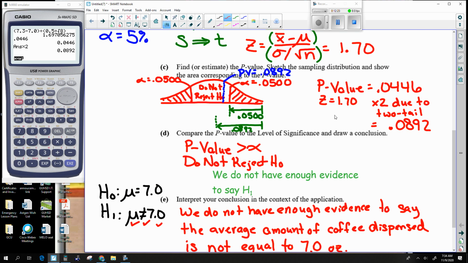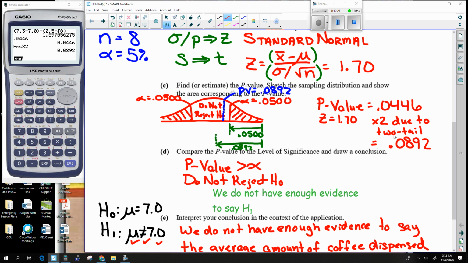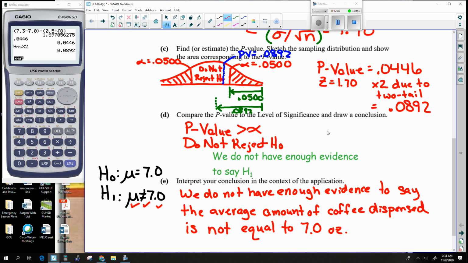So the new part to this one is multiplying the p-value by 2 because this is a two-tail with a z. This is a very, very unique situation. You don't see this one very often. But when it's a two-tail with a z, you multiply the p-value by 2.